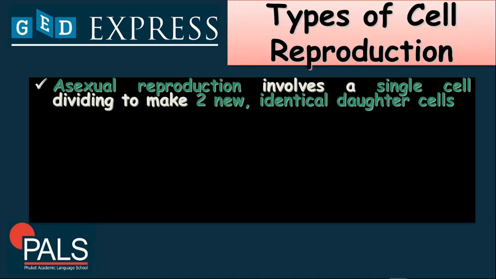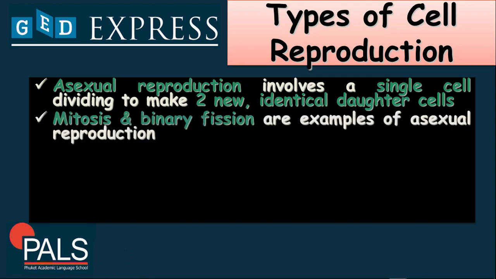Next, we have here the types of cell reproduction. So we have asexual reproduction. This involves a single cell dividing to make two new identical daughter cells. And we have here examples of asexual reproduction, which are mitosis and binary fission. For mitosis, I'm going to discuss that in a separate screencast.